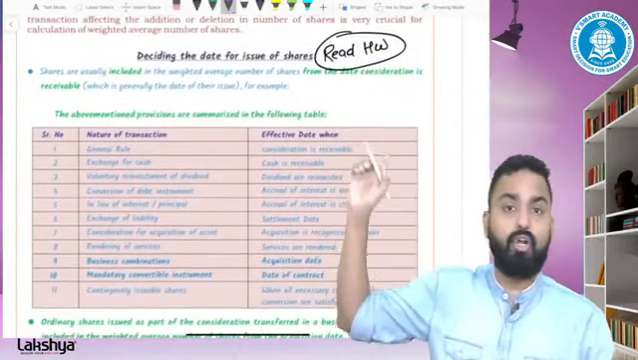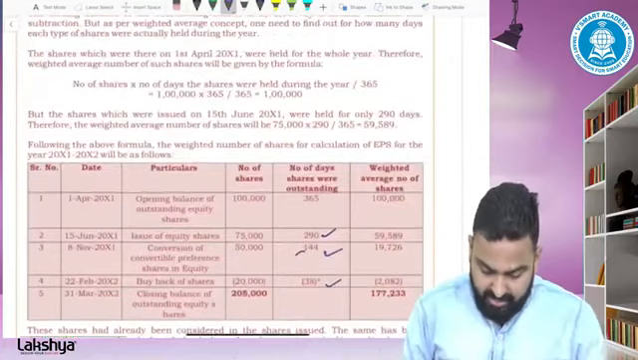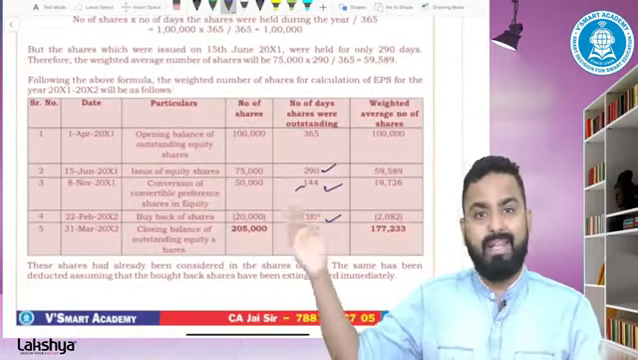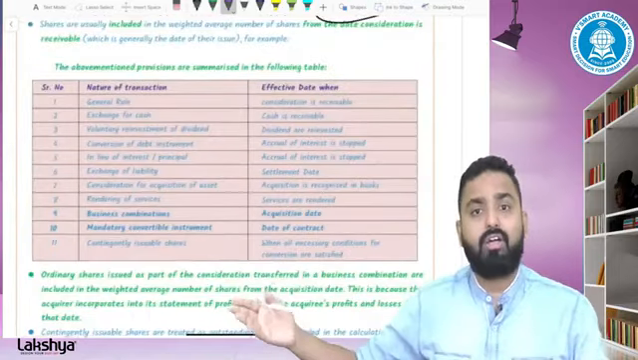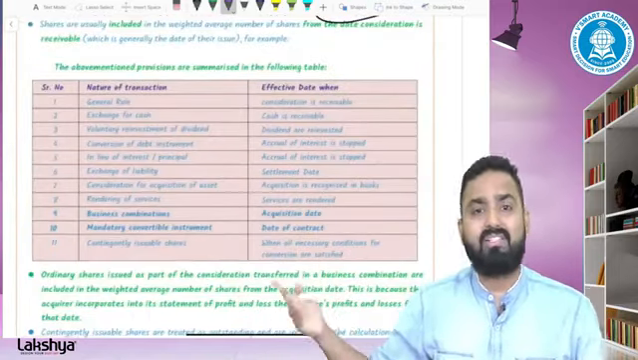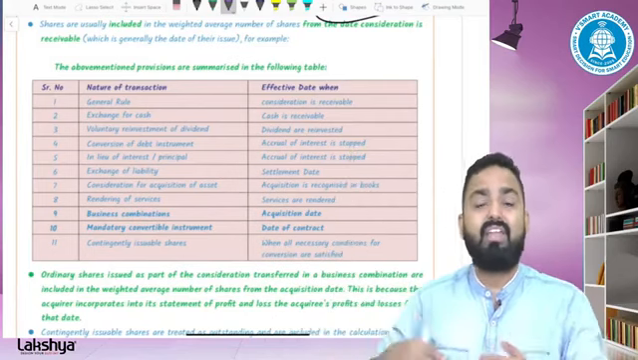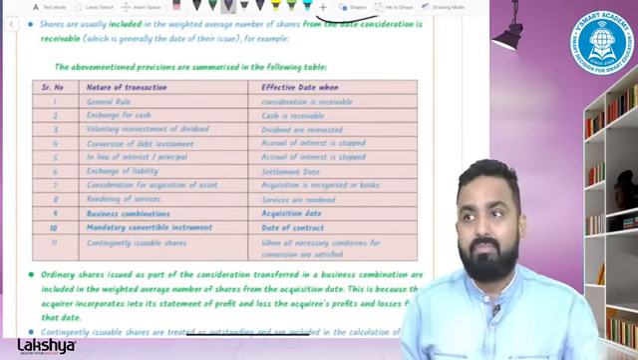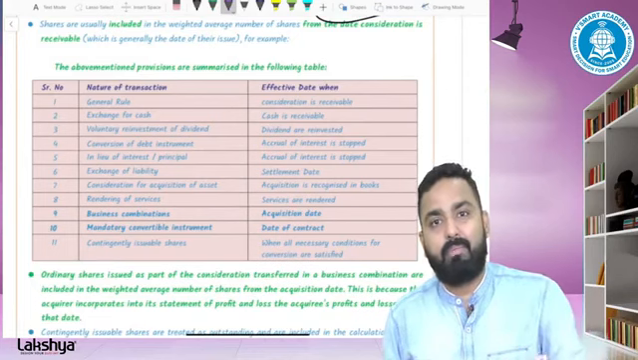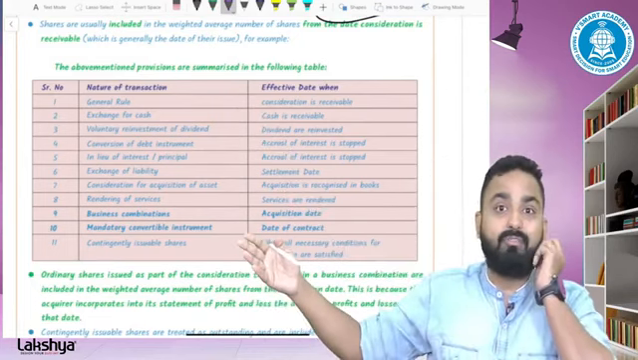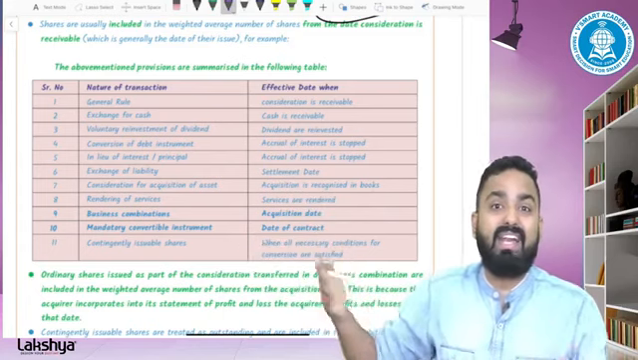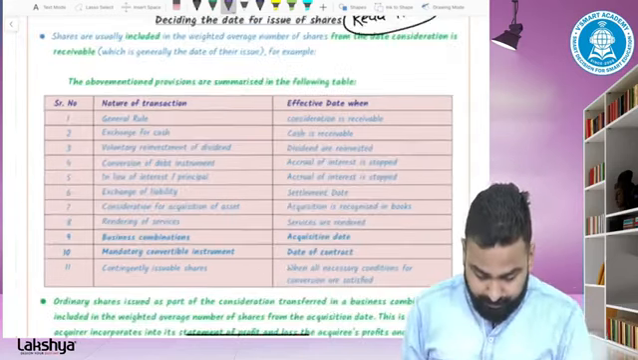Deciding the date for issue of shares. See, just like buyback and public issue, there can be some more circumstances, some more transactions in respect of equity. Public issue is very common, buyback is very common. But there are some more transactions in respect of equity as far as the weighted average rate is concerned.